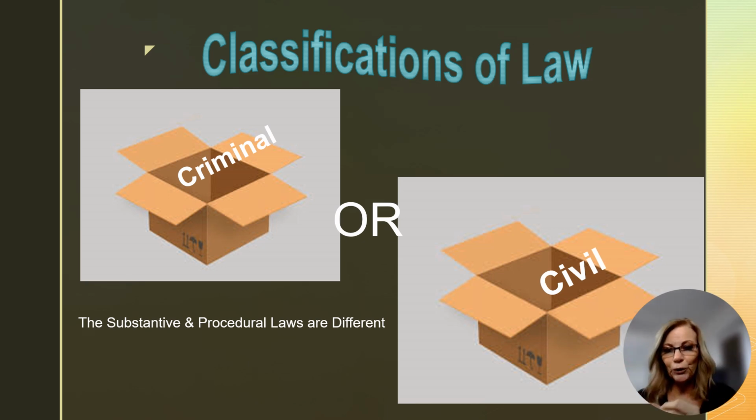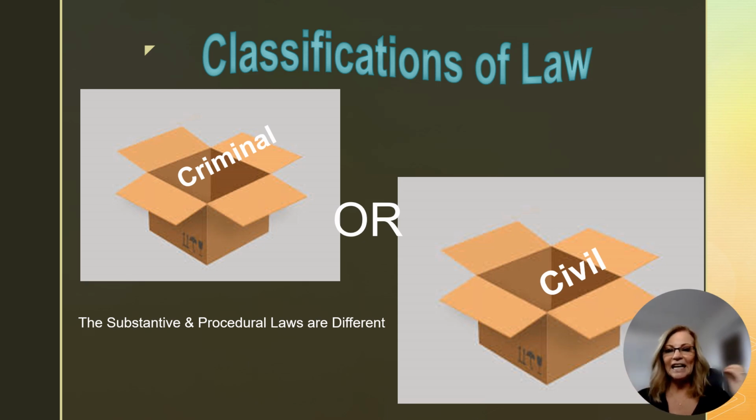I may want to sue you for battery, physical battery. That may have different elements, and that's substantive law, right? That may have different elements than a criminal battery that the state has to prove, okay? Procedural laws are different, extremely different. You have totally different rules of evidence, and our rules of evidence are all procedural. It's how to present evidence and how evidence is handled. It's going to be different for civil versus criminal, okay?